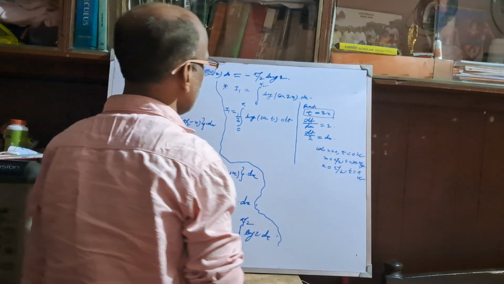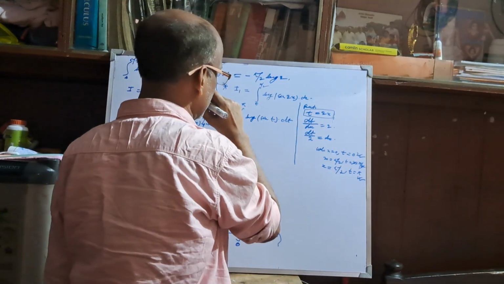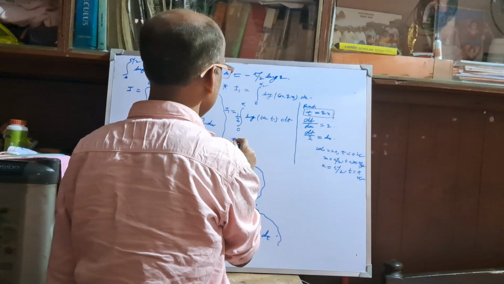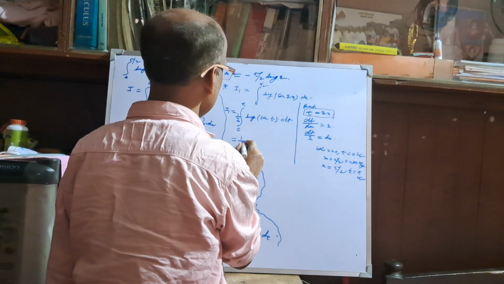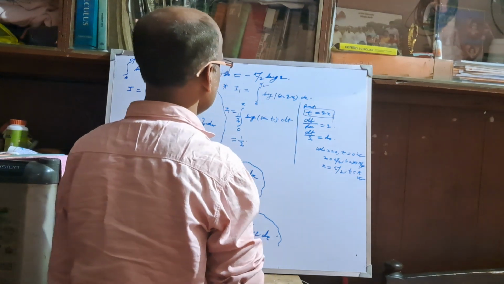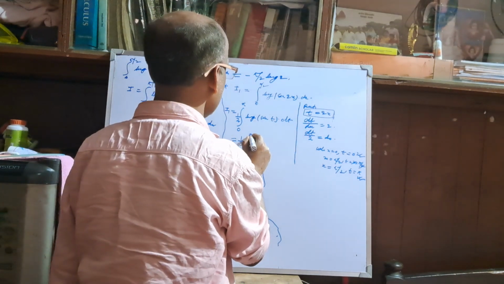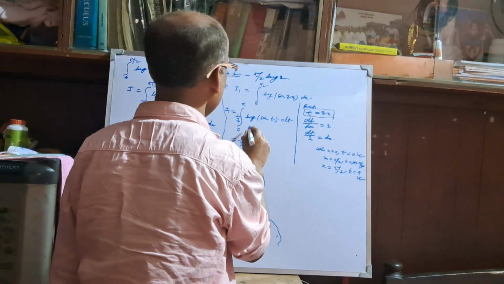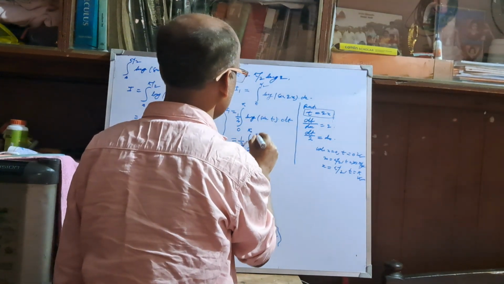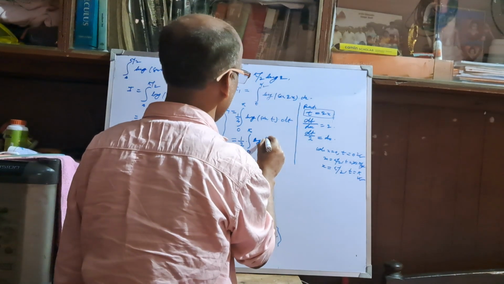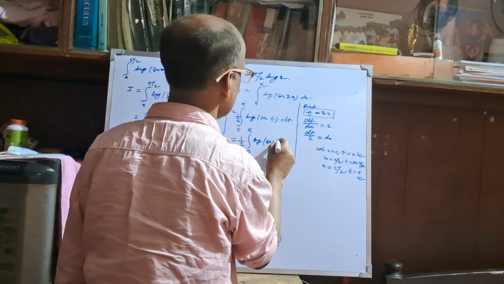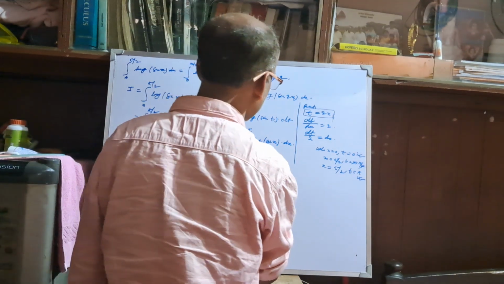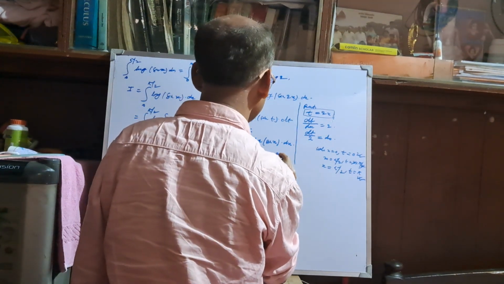Okay, so what I will do here, I can write this part as 1 by 2, 1 by 2 is here, and this part I can write 0 to pi log sin x dx. Okay, log sin x dx. Why have I written it here? Because I am going to explain it a little bit here.